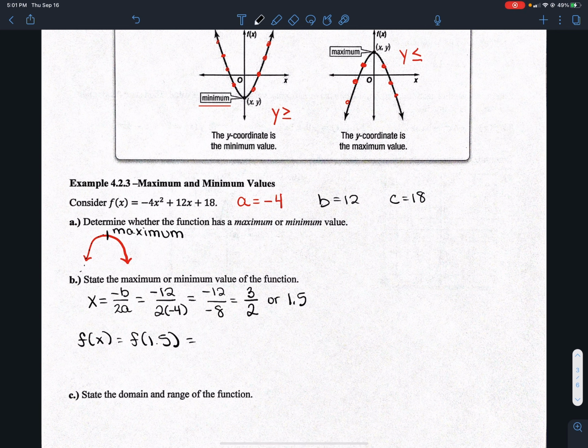So we have -4 times 1.5 squared plus 12 times 1.5 plus 18. All right, so let's figure out that value. So we would take all that information, plug it into our handy dandy calculator. Okay, 1.5 squared, or 1.5 times 1.5. All right, so let's get that one first.